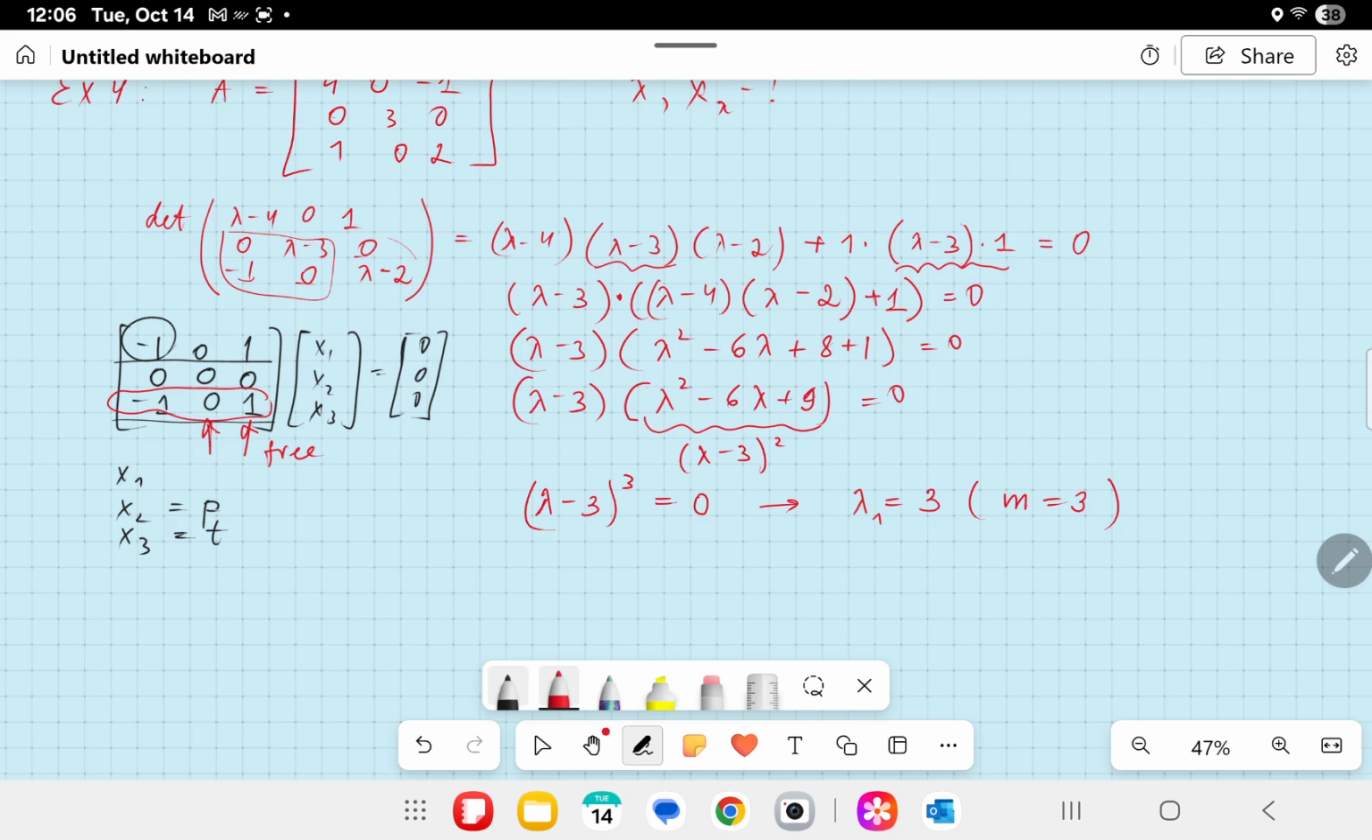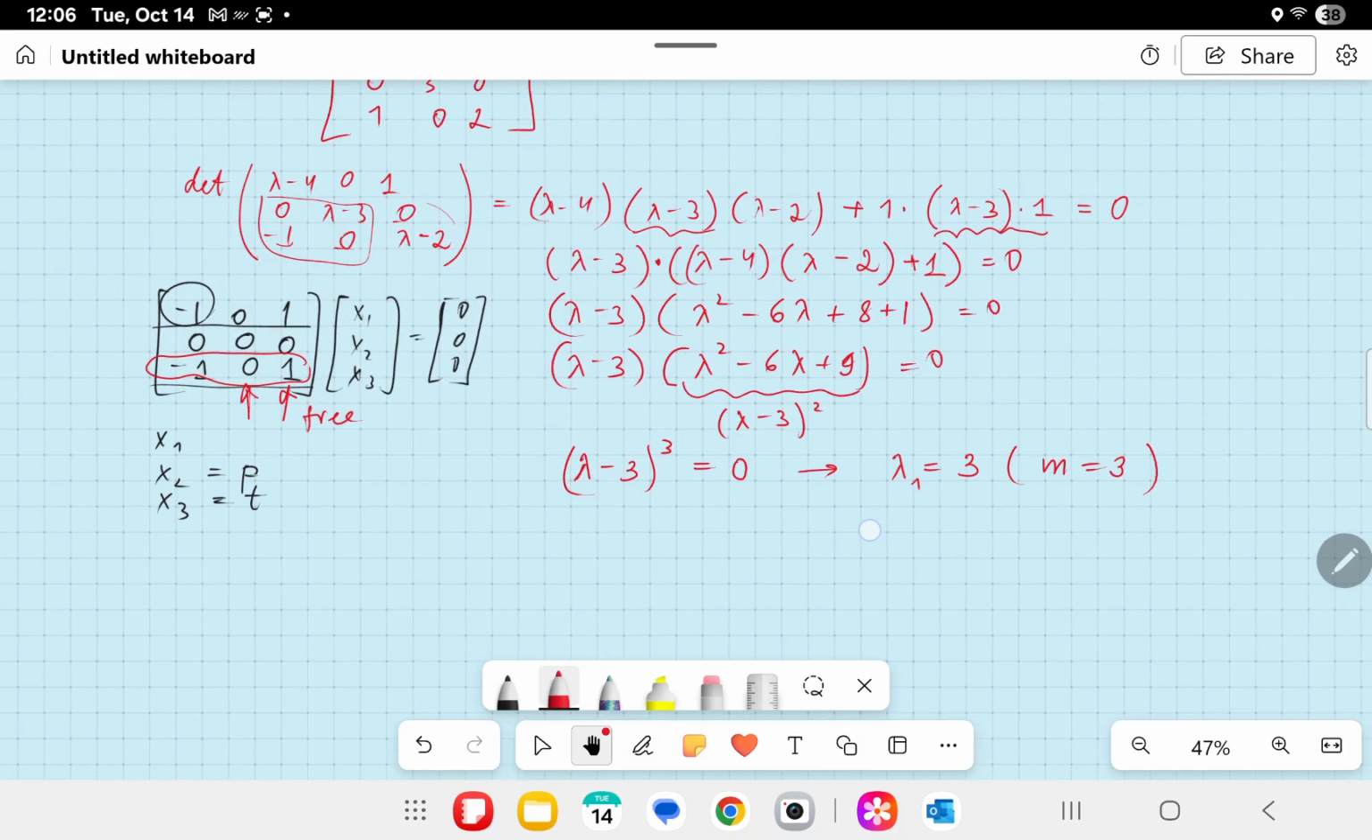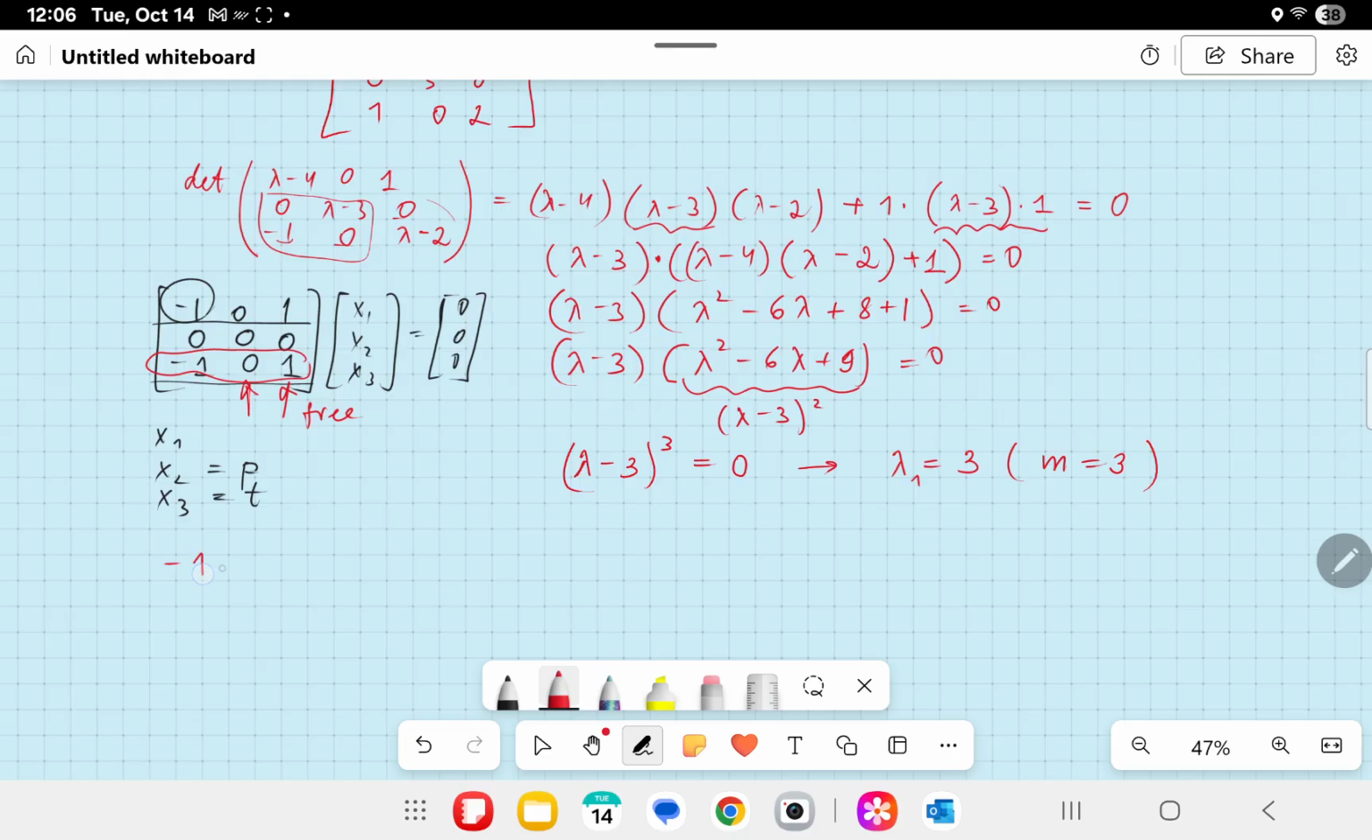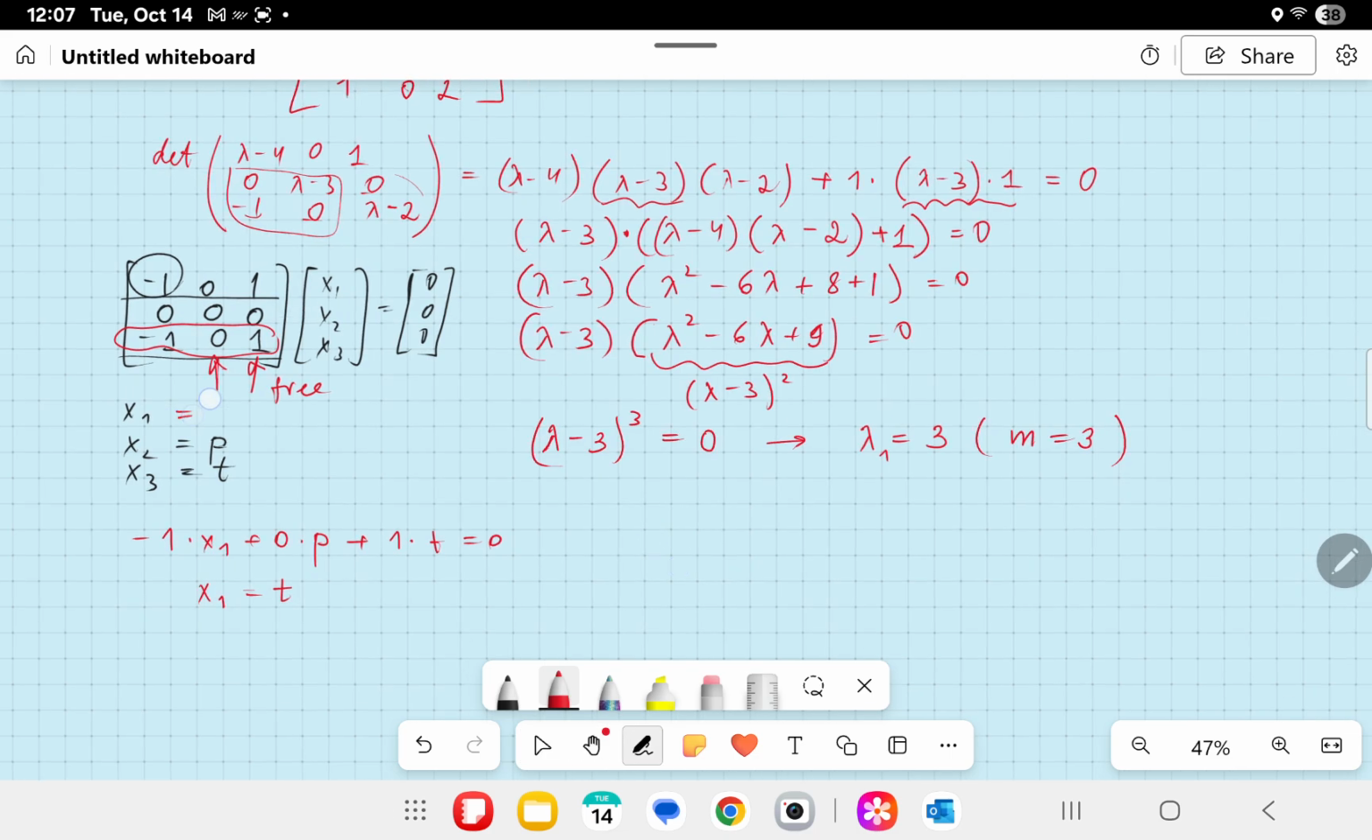Now, what is going to be x1? Well, x1 is actually going to be what? I'm going to write down the equation for x1 so you can see it. Minus 1 x1 plus 0 multiplied by p x2 plus 1 multiplied by t is supposed to be equal to 0, right? That's the first equation. Well, what I'm going to get from it? This one is 0, right? And I have x1 equals t. Well, I'm going to just write down the answer over here.